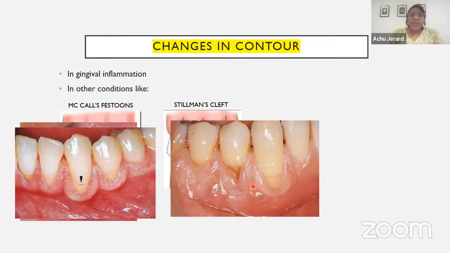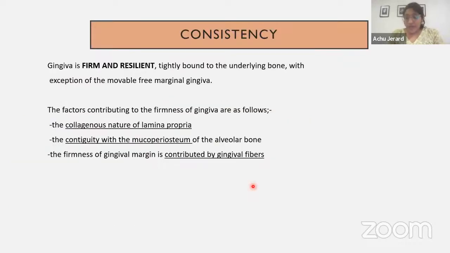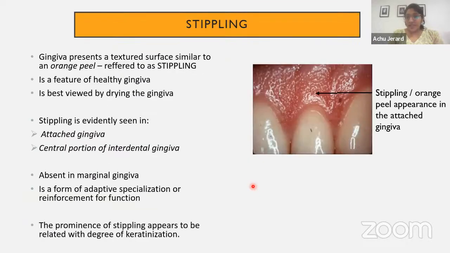Then the consistency we have already covered. It's firm and resilient because of the collagenous nature as well as firm adherence to the underlying bone. And then you have the most important one, and n number of questions have been asked from this: stippling. Stippling is actually an orange peel-like appearance, which is seen in certain parts of gingiva. Which parts of gingiva is important, and why it is seen is also important.